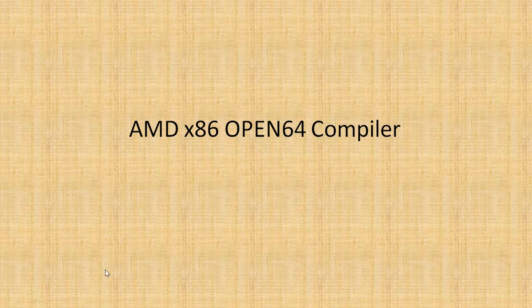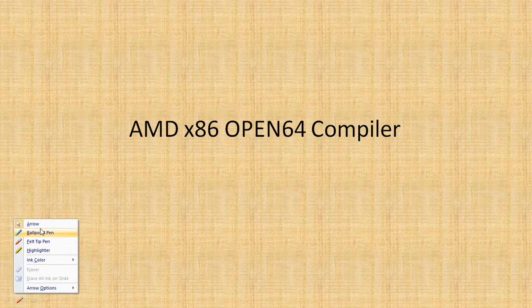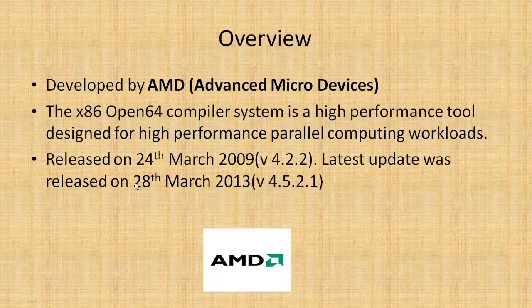Hello, today I'm going to speak about this AMD x86 Open64 compiler. This is basically a free open source optimizing compiler mainly built for Itanium processor and x86 microprocessor architectures. It is a high performance tool built for performing heavy load tasks, so it is used in parallel computers mainly for high performance computing, heavy load tasks.